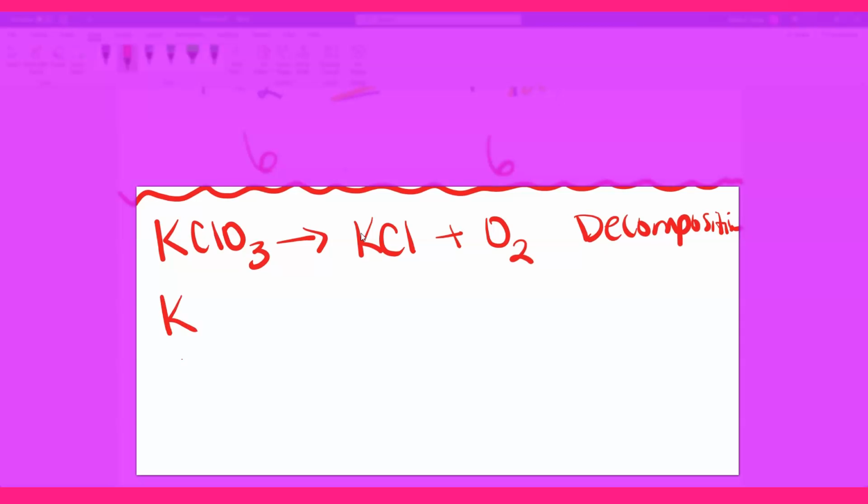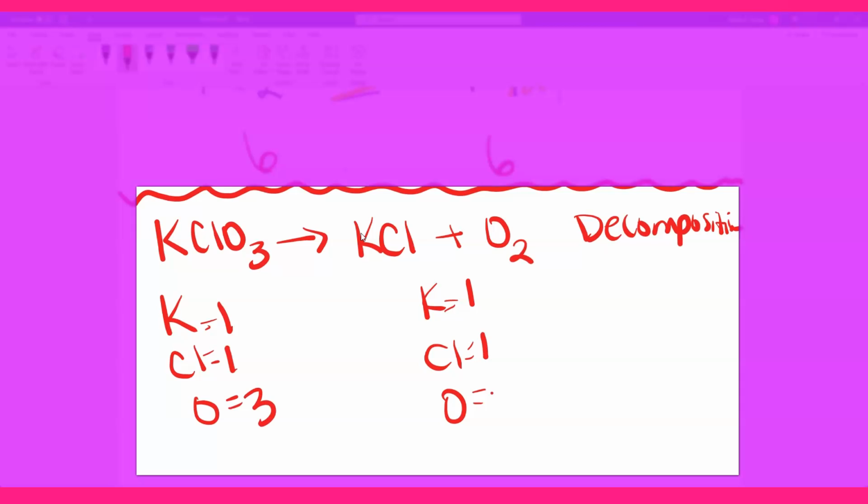You have potassium, chlorine, and oxygen. Potassium, chlorine, and oxygen. You've got one potassium on the left, one potassium on the right, one chlorine on the left, one chlorine on the right. 3 oxygens on the left, but what? You got 2 on the right. So the only element so far that isn't properly balanced are my oxygen atoms.